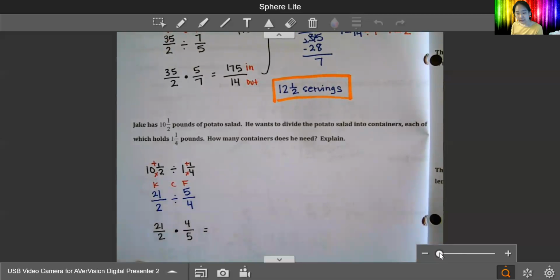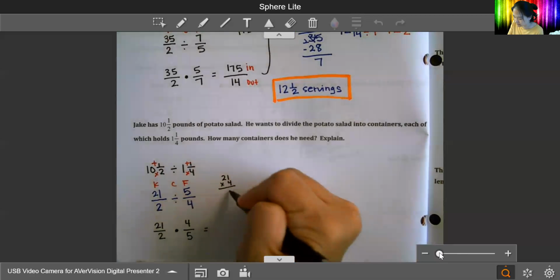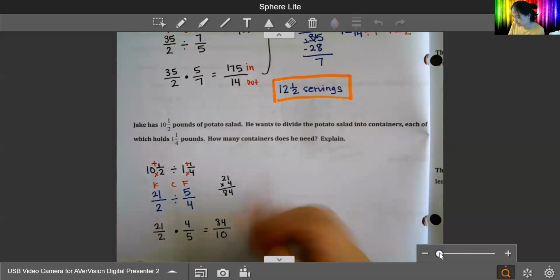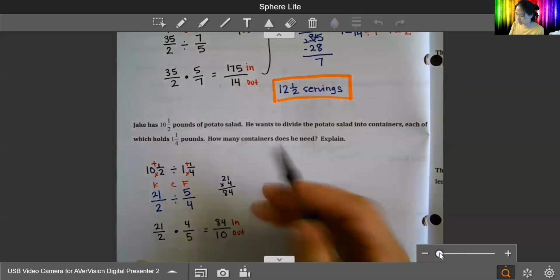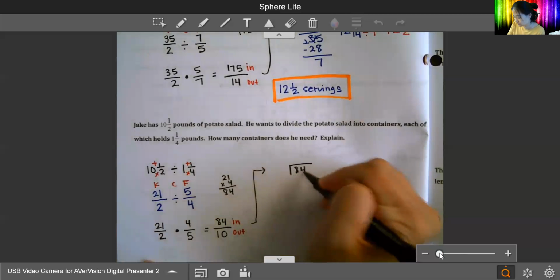I'm going to multiply across. 2 times 4, 4 times 1 is 4, 4 times 2 is 8, so 84, over 2 times 5 is 10. Since that's an improper fraction, again, I'm going to do in and out. So 84 in, 10 out.